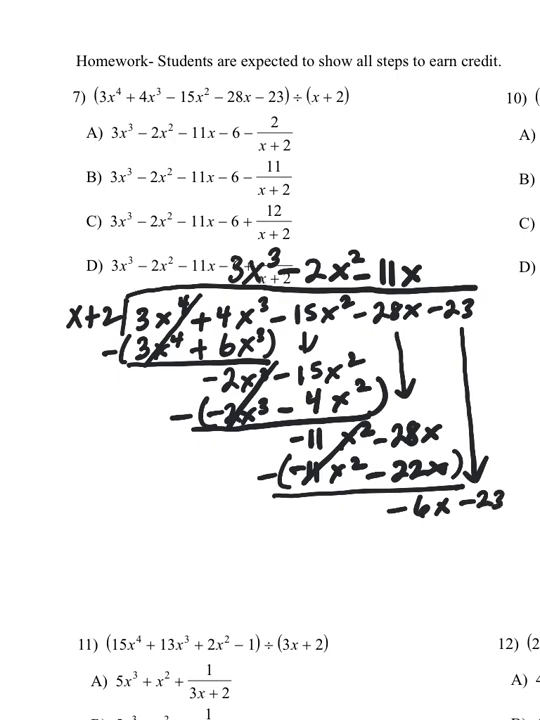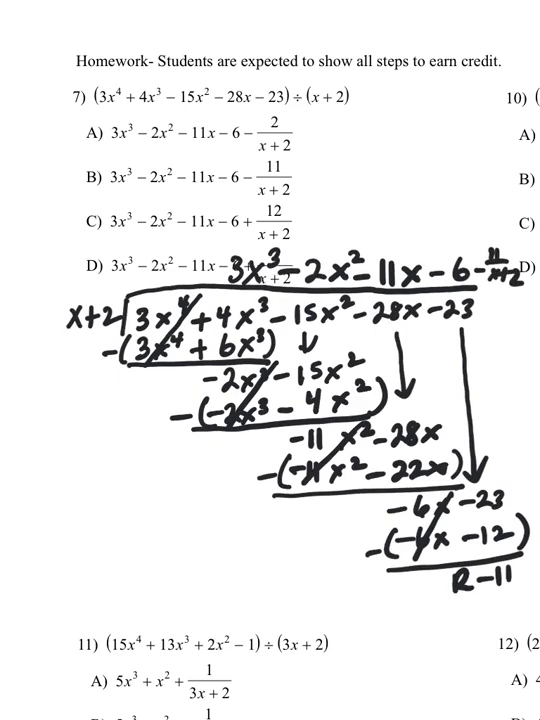And then you ask yourself, what do you multiply x by to get negative 6x? So it's negative 6. So you have negative 6 times x gives you negative 6x. Negative 6 times 2 gives you negative 12. And you're subtracting. These will cancel. Negative 23 minus a negative 12 gives you negative 11. So your remainder is negative 11 over x plus 2.